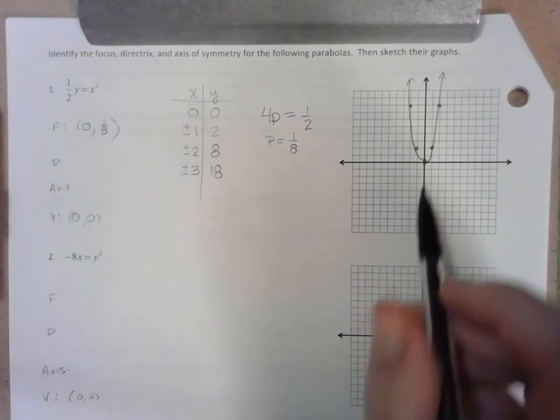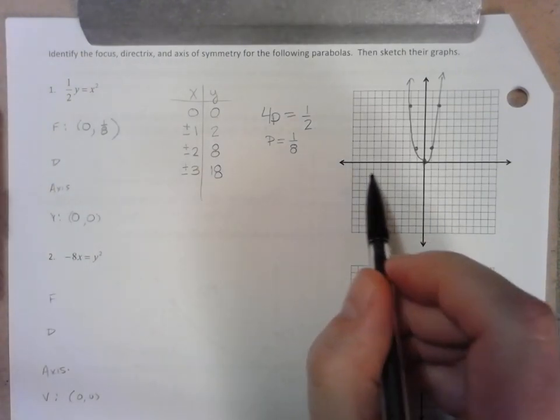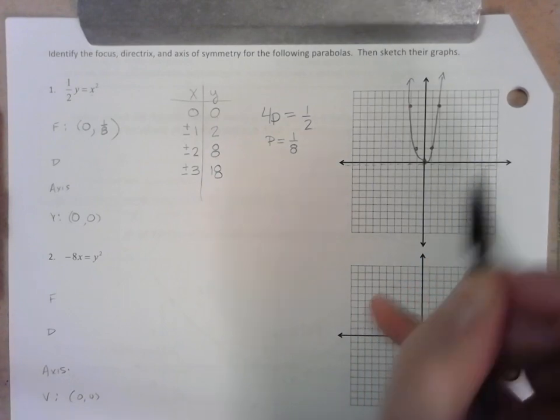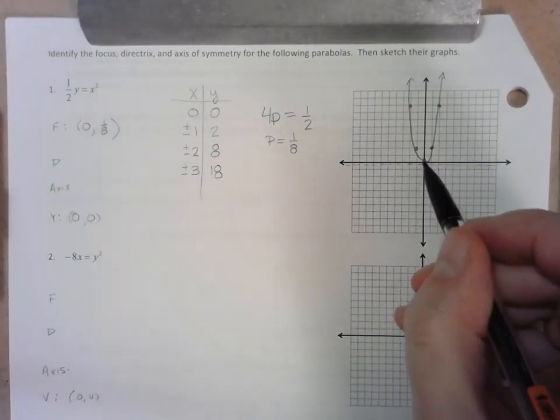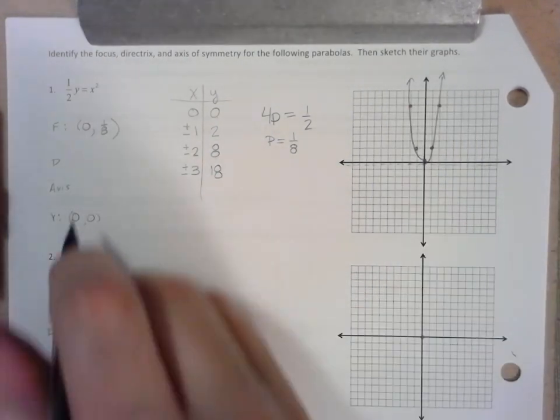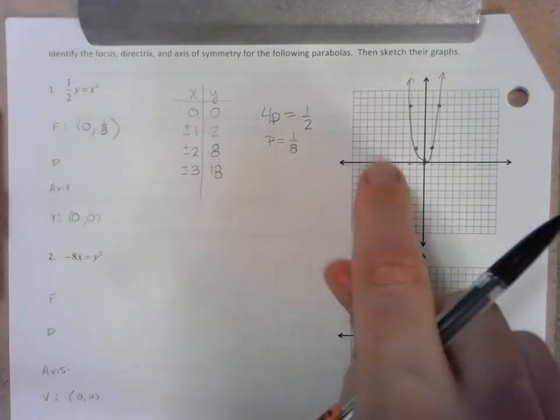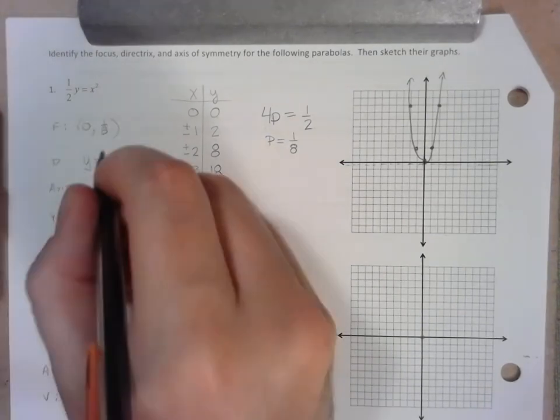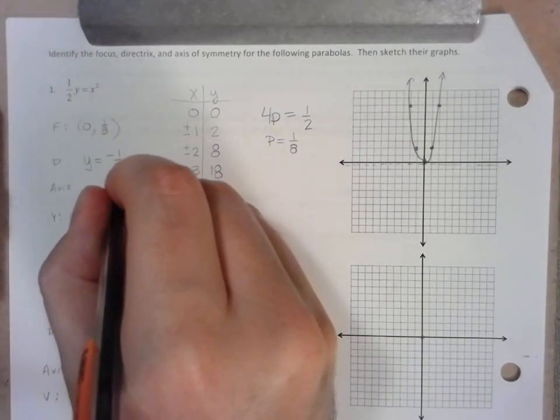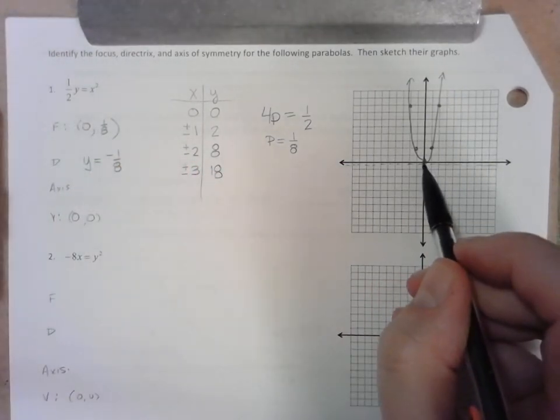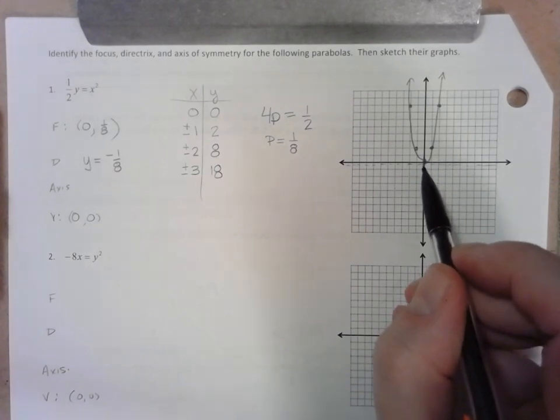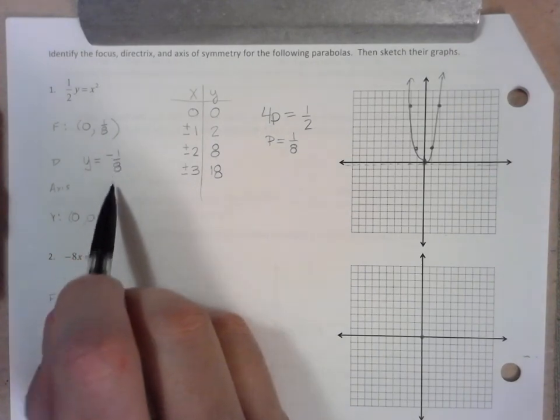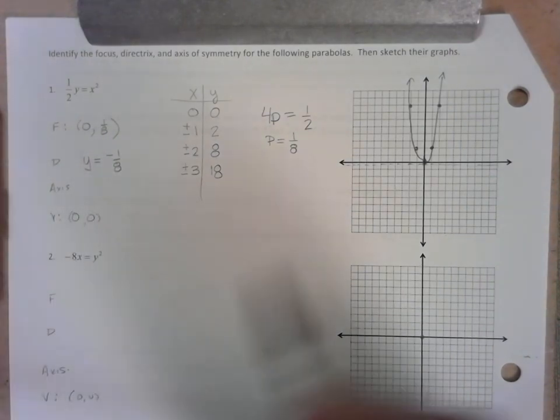Down here, your directrix. Because it opens up, your directrix is this horizontal line underneath the vertex. If the focus is 1/8 of a box up, then 1/8 of a box below will be this horizontal line. Horizontal lines have y equals equations. Because it is underneath, the y-coordinate would be negative 1/8. So y equals negative 1/8.